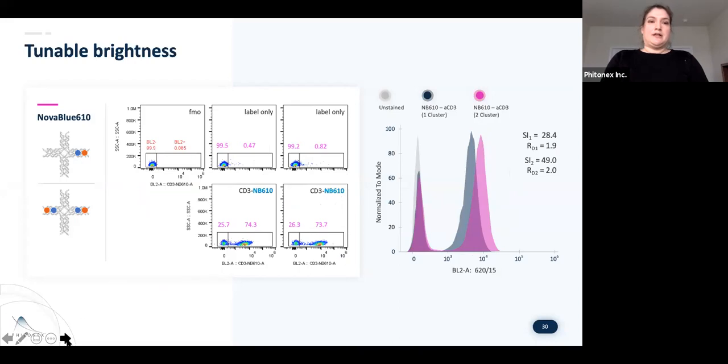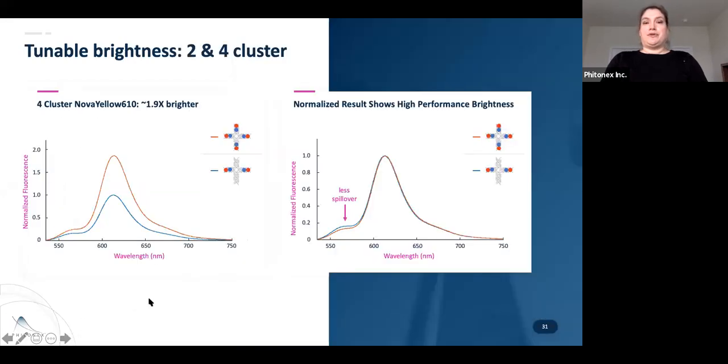And so we can also go to a four cluster system. This is showing you in the spectra, again, going from the two cluster to the four cluster, we're again doubling that brightness. And actually, when you normalize that, there's less spillover. So it really is very high performance. It doesn't introduce a lot more spread by doing this.